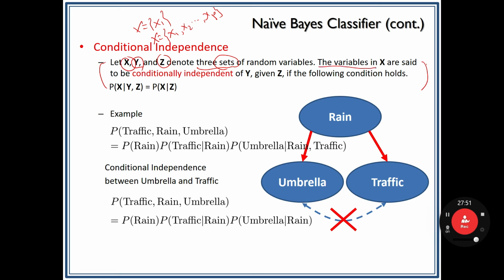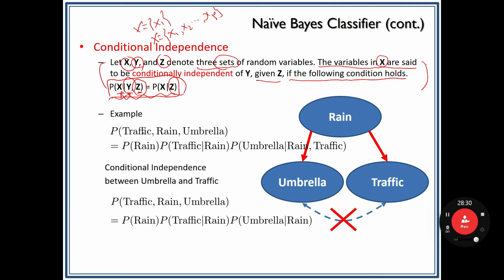And the variables in x are said to be conditionally independent of y given z if the following condition holds. If this equality is satisfied, then we say that x is independent of y given z. What does this equality mean? Y does not affect x at all. They are independent in the situation where this random variable is given.